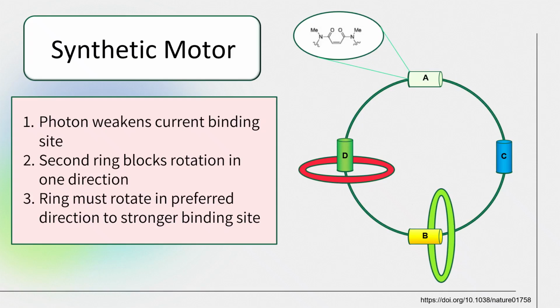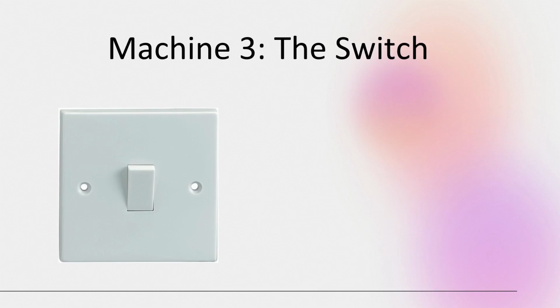And because of the unique two-ring system, the team found that they could use one ring, locked in place, to block the other, forcing the direction that each ring rotated every step. Now, let's look at our final class of machine, the switch.